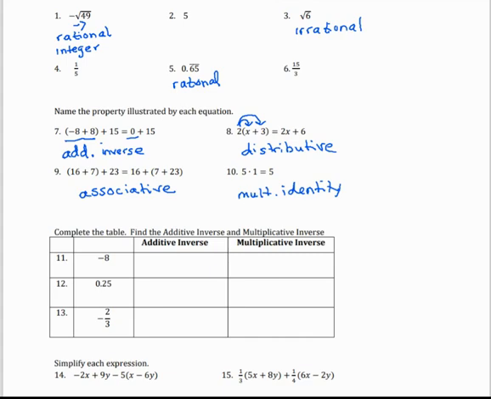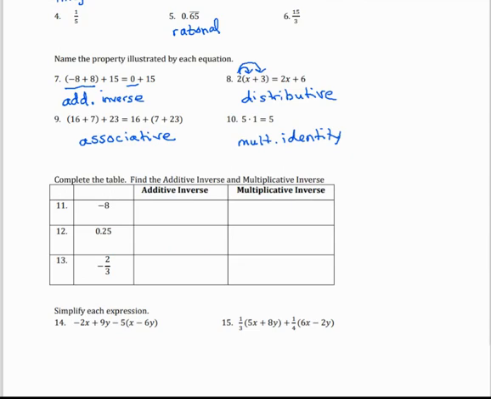Let's talk inverses. As I said before, when we had an additive inverse, it was the opposite. We want to find additive inverses and multiplicative inverses. So an additive inverse is the opposite. I'll just write that right there. It's the opposite. A multiplicative inverse is the reciprocal.